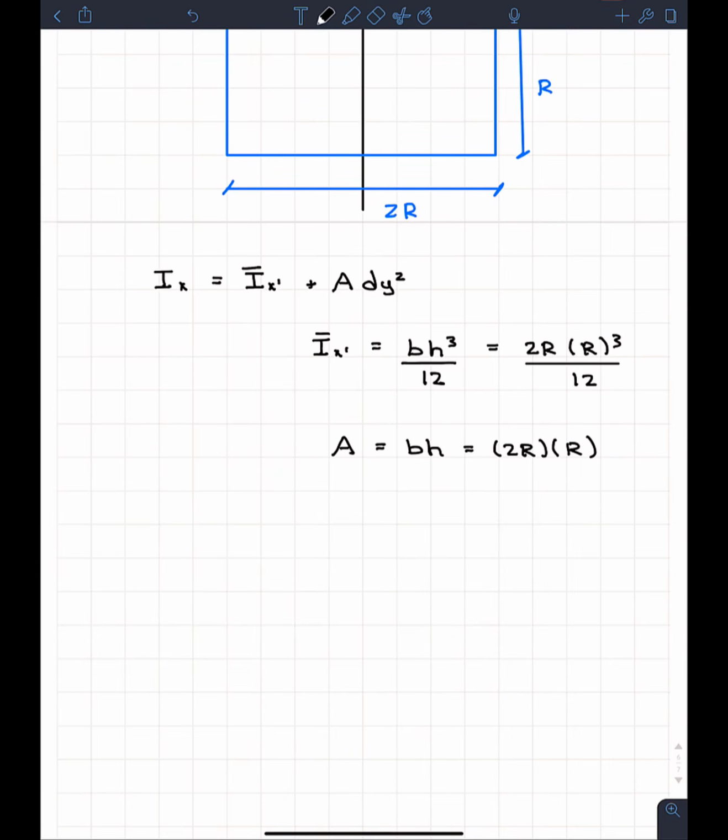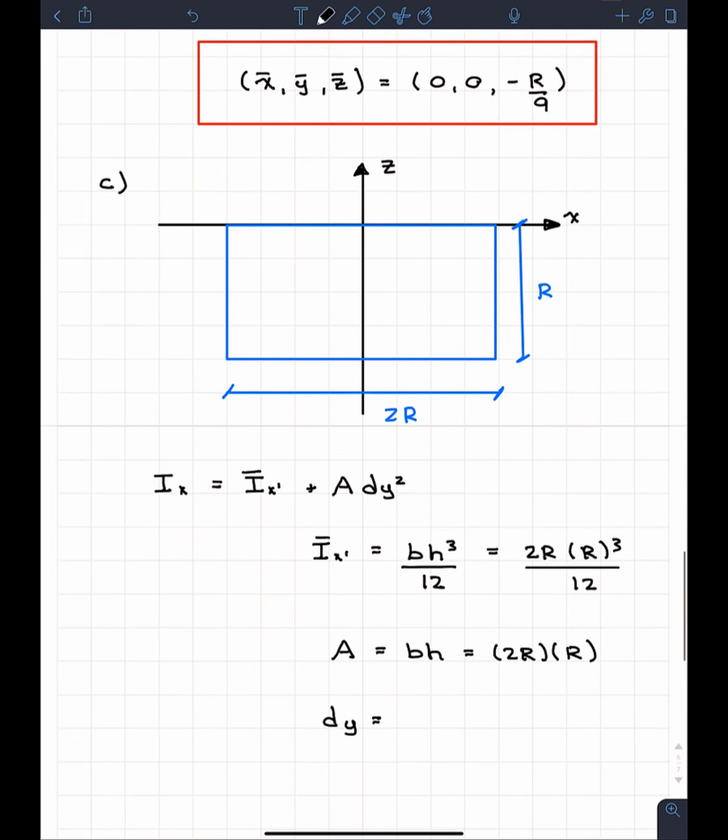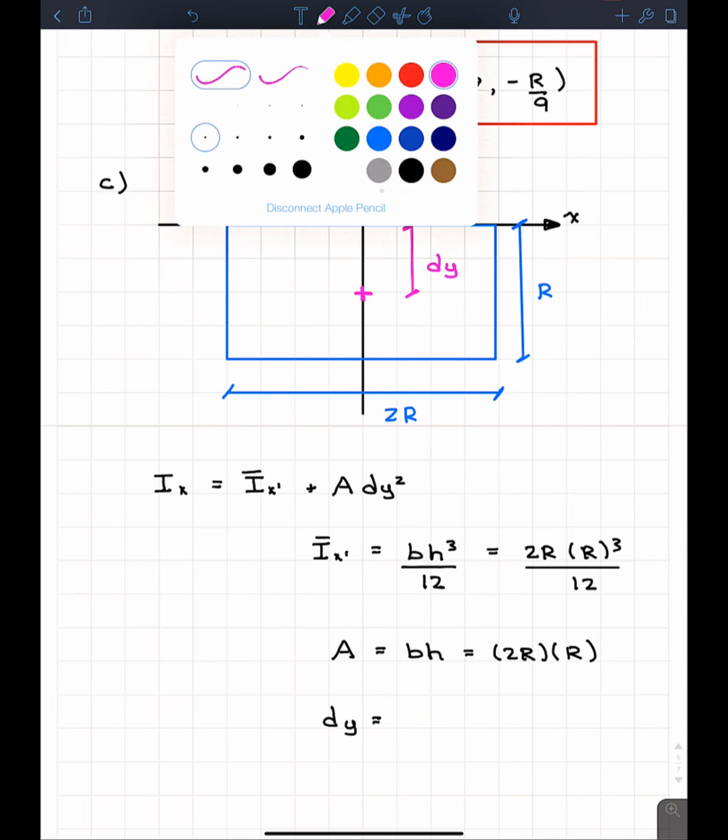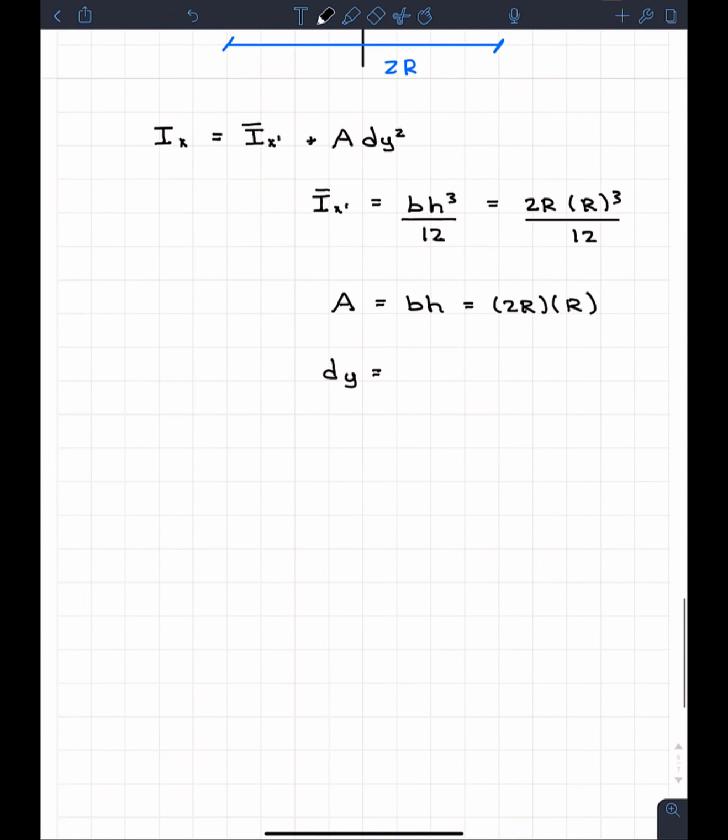And finally, the last one that we want is dy. And remember, dy is the distance from the centroid of the shape to the axis that we want. So dy, in this case, we know the centroid of this rectangle is going to be right here. So dy is going to be from the axis to the centroid, right here. And we can easily see that dy is just going to be r over 2. So dy is equal to r over 2.